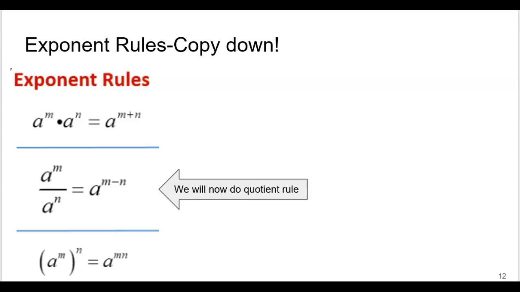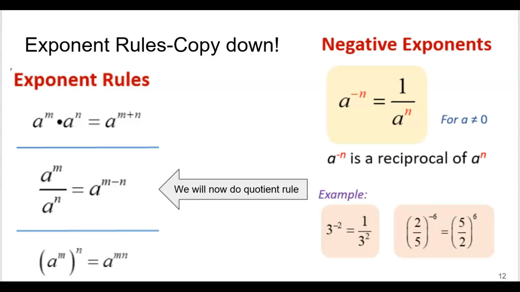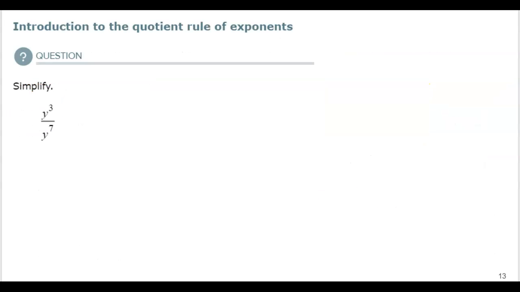The last rule we're going to talk about is the quotient rule, which means to divide. So when we divide exponents with the same base, if we divide anything with the same base, we can subtract the exponents. But sometimes this comes up to a situation where we get a negative. If we ever have a negative exponent, we make the reciprocal and put it in the denominator. So this will come up as we keep going.